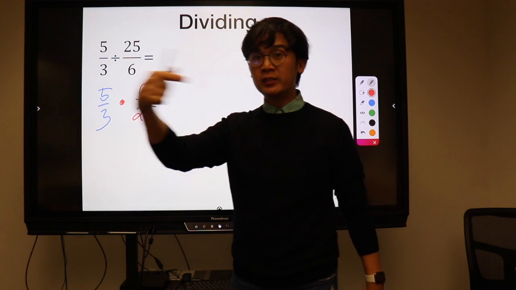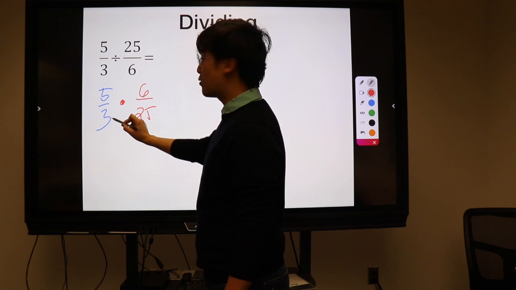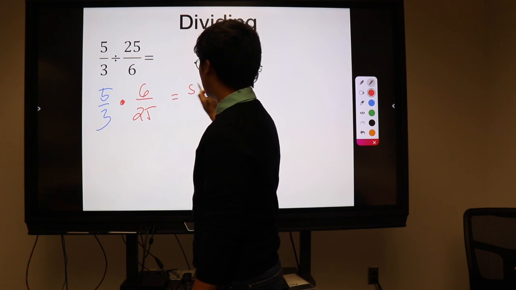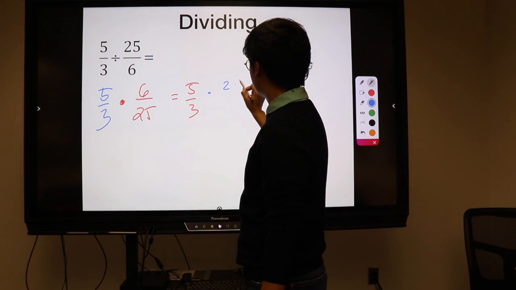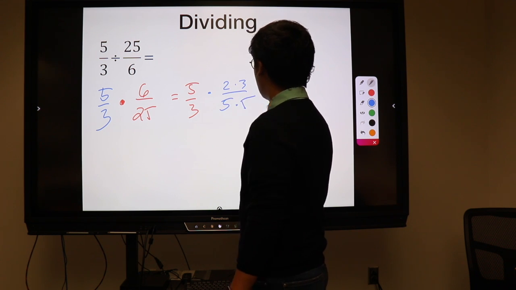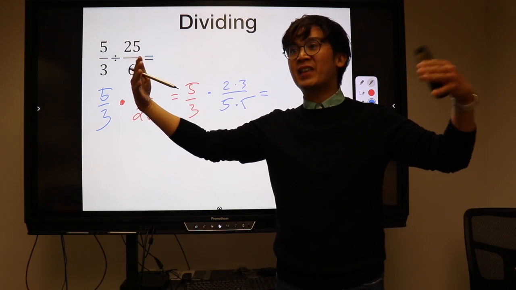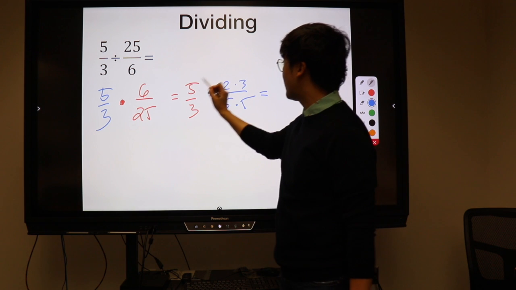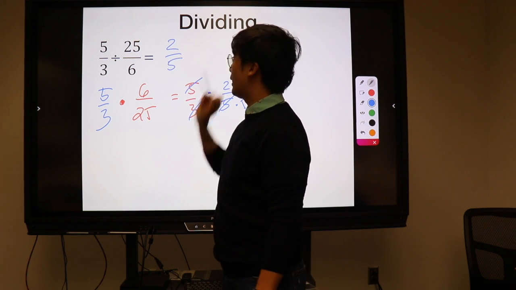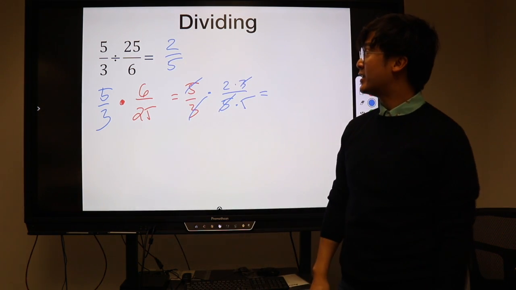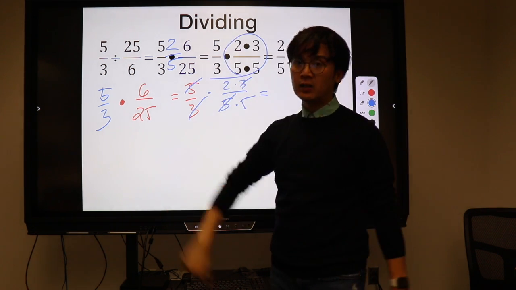What I want you to do is to be consistent with the rule that we're using. So we're going to factor again. So 5 and 3, can we factor out 5 and 3? No, so we'll just copy it. Can we factor out 6 and 25? Yes, which is 2 and 3 and 5 and 5. And the reason why we're using this technique is because we are trying to avoid multiplying big numbers and then simplifying afterwards. By doing so, all we need to do is cancel out. And what is left? 2 over 5. So 5 over 3 divided by 25 over 6 is 2 over 5 by factoring and multiplying.